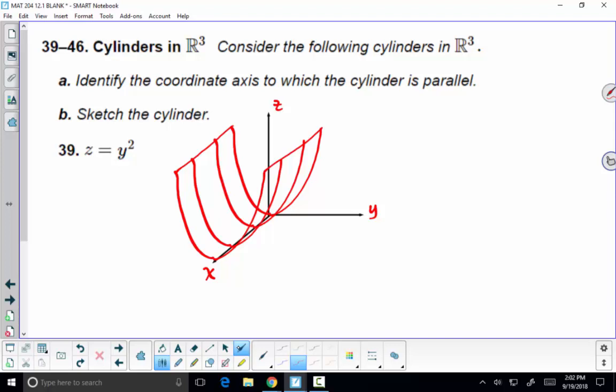Do you consider the folks at MML as part of the us group? Yes. Okay, good. They're not going to ask you for cylinders where you have anything crazy. But 99% of the time, the ruling will be parallel to an axis. So whichever letter is missing, that's the axis it's parallel to.